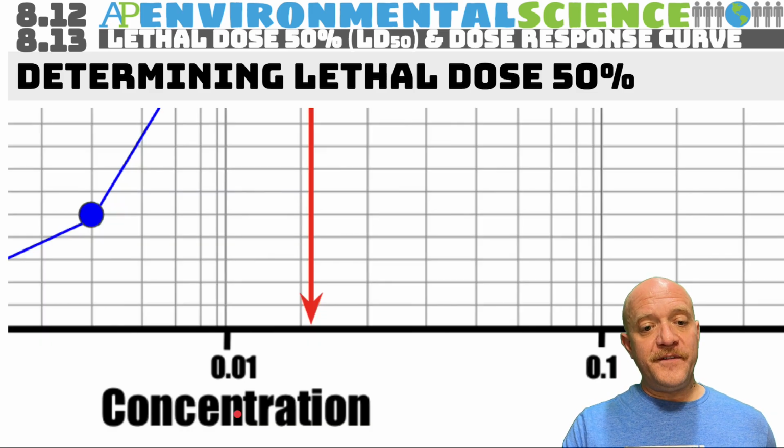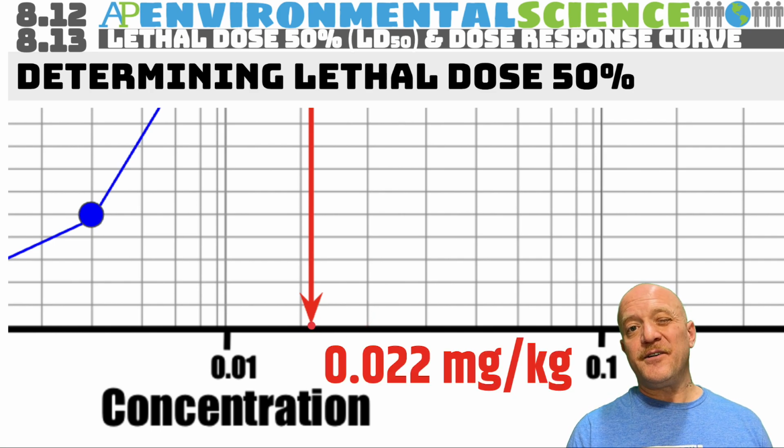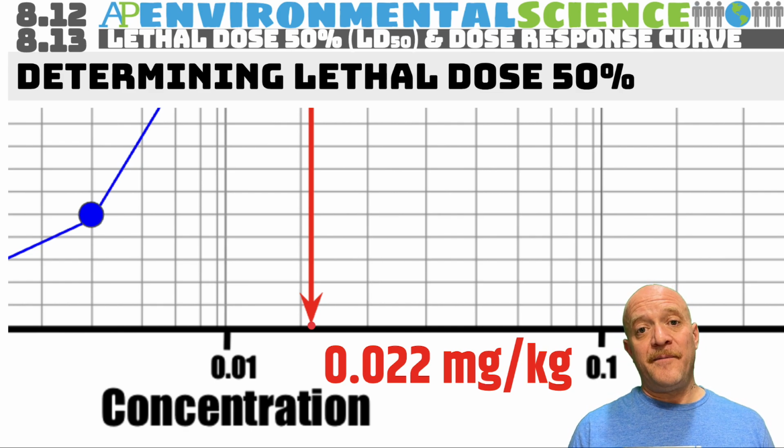So if we moved it up closer, it's right here. This is 0.01, 0.02. So this is between 0.02 and 0.03. And I'm going to say it is 0.022, and I'm going to express it in milligrams per kilogram. It could also be grams per kilogram, micrograms per kilogram. It could be in any unit, but usually it's per kilogram. And this is per kilogram of body tissue of the subject.